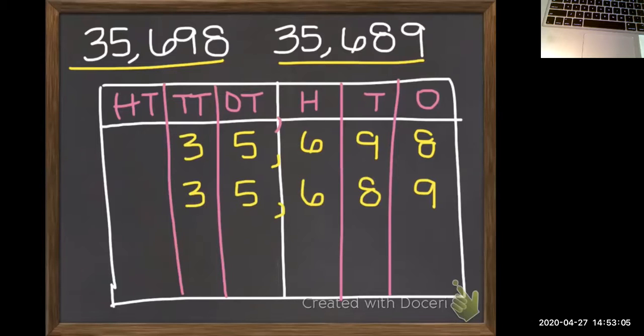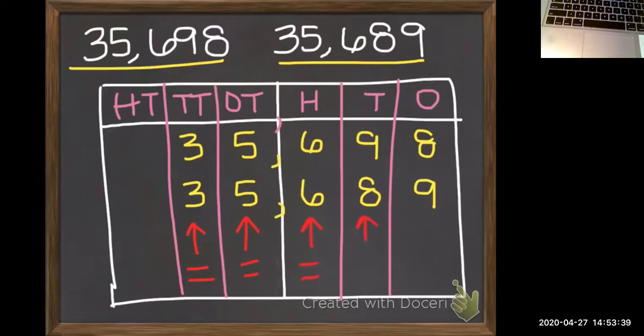I always start with the largest place value when I'm comparing numbers. When I compare the 3 in the 10,000s and the 3 in the 10,000s, I know that they are equal. So I move to the next place over. Here, both are 5s in the 1,000s. Those are both equal as well. So I move over to the hundreds place. Again, I have a 6 in the hundreds in both numbers. Those are equal as well. Now I move over to the tens column.